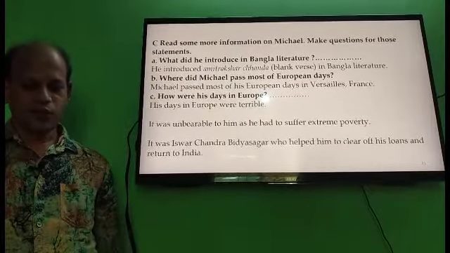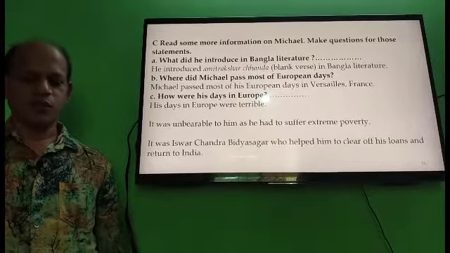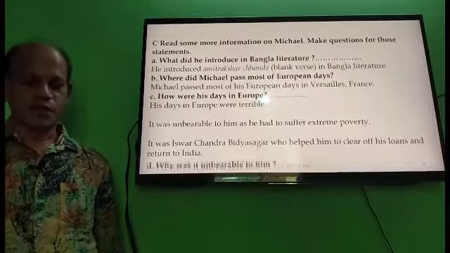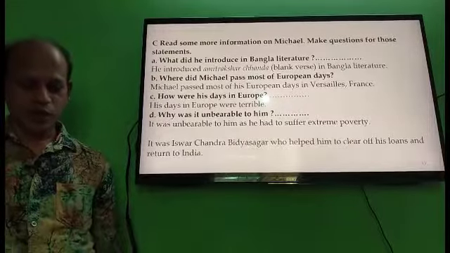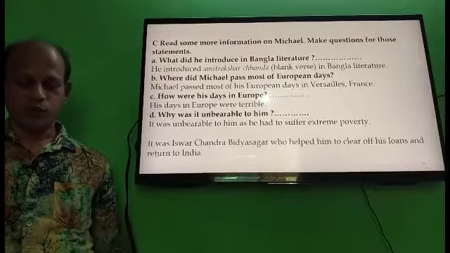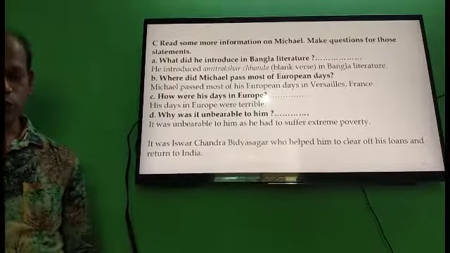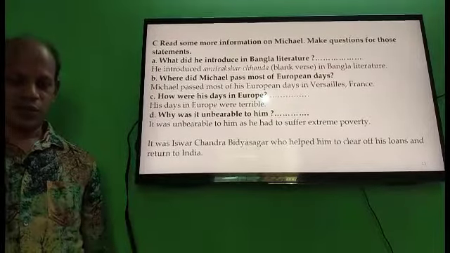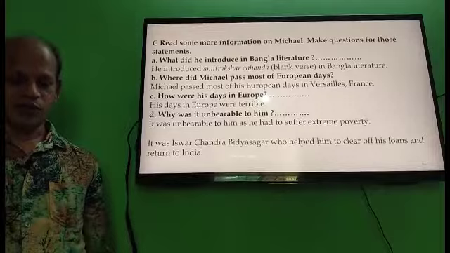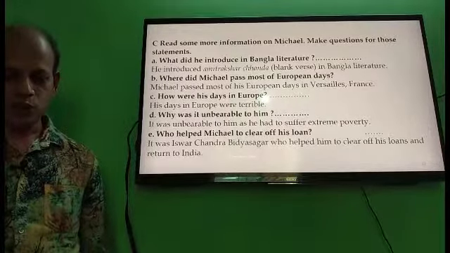And number 4, it was unbearable to him as he had to suffer extreme poverty. I have a question. Why was it unbearable to him? Last one, it was Ishwar Chandra Vidyasagar who helped him to clear off his loans and return to India. Last statement. Can you make a W's question? Yes, I have got one. Who helped Michael to clear off his loan?